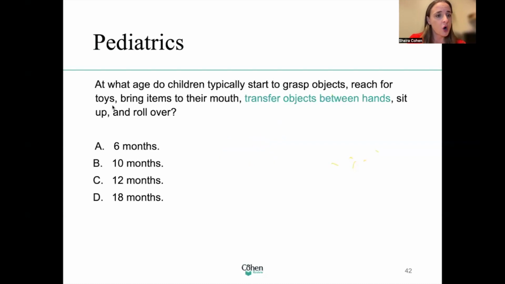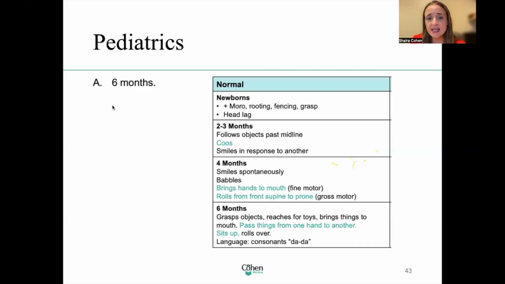Our first question: at what age do children typically start to grasp objects, reach for toys, bring them to their mouth, transfer objects between hands, sit up, and roll over? Is it A, 6 months, B, 10 months, C, 12 months, or D, 18 months? And I can't stress the importance of you reviewing this material. You see the Cohen Review green highlighted, right? That's what I call the Cohen Review green. It's because that's exactly how you may see it on the exam, how they explain it. So you got to know these are the giveaways that you got to remember these terms exactly word by word. And yes, it is 6 months.